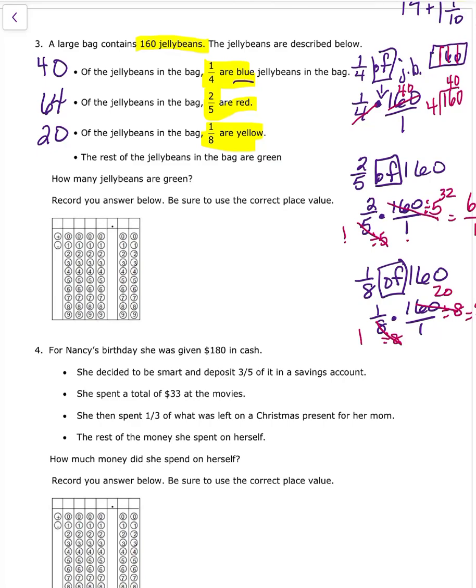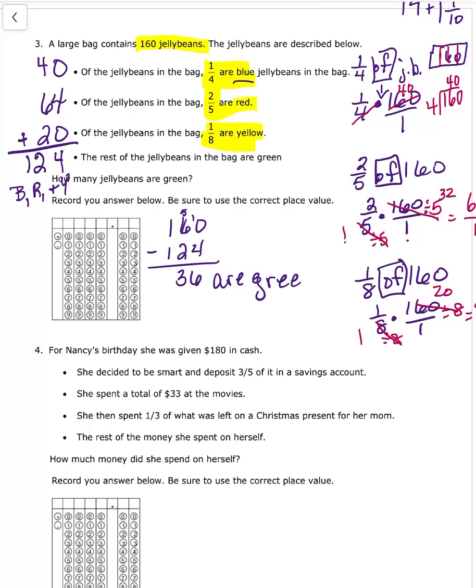Okay. So add these up. 10, 12. So 124 are blue, red, and yellow, right? But we want to know the green. So the rest are green. So what do we do to figure out how many of the rest are? Yep, that's right. We're going to subtract. So we're going to say 160 minus 124. And we're going to get 36. 36 are green.